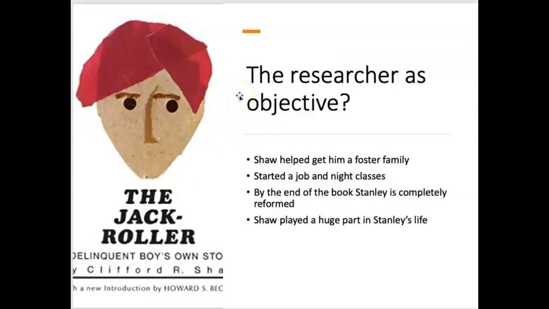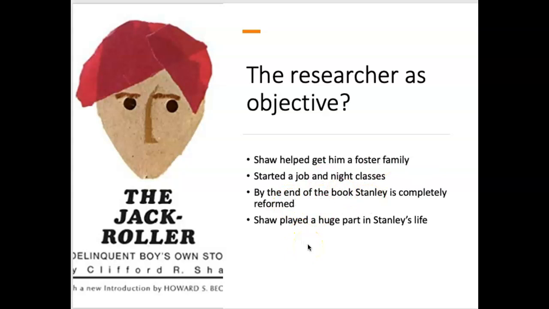So the question then in a case study is, how far can the researcher be objective? Should the researcher be objective? Well, I'm going to concentrate a little bit again now on the Jack Roller study by Shaw. Now, Shaw admitted when he did this case study that he actually helped Stanley a great deal. He introduced him to a family who helped him. He helped him get a job, and he encouraged him to attend night classes. And by the end of the book, Stanley is completely reformed.